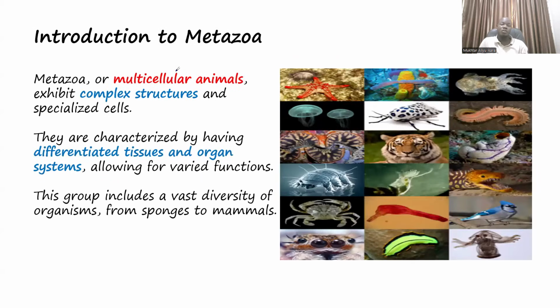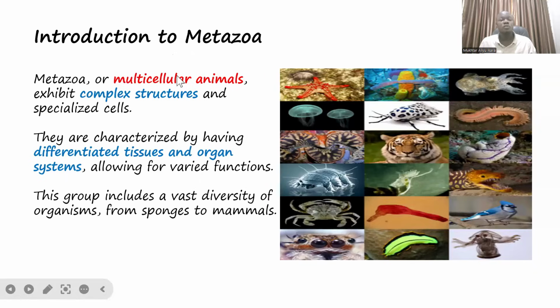The next thing we are going to look at is Metazoa. From the word meta, it means that they are multicellular, meaning that they have many cells. They are multicellular organisms that exhibit complex structure. In the introduction to Metazoa, generally they are multicellular and exhibit complex structures and specialized cells.